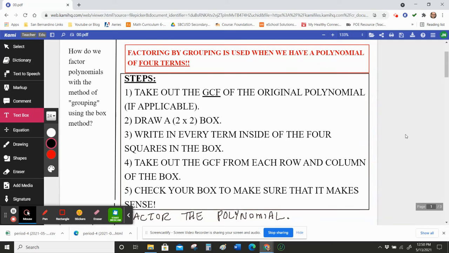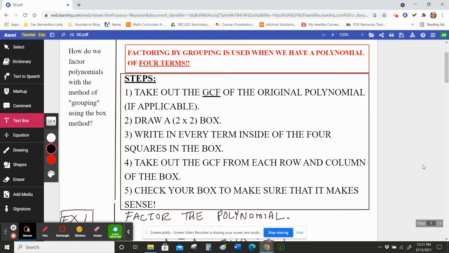Step number 1, we need to take out the GCF of the original polynomial if applicable. So we already talked about how to take out a greatest common factor. If there is a greatest common factor within the polynomial, we need to make sure to take that out first. This is going to be the first step for a lot of other lessons that I go through in the future. But you always want to check to make sure you can't take anything out as it is. All right, that would be the greatest common factor.